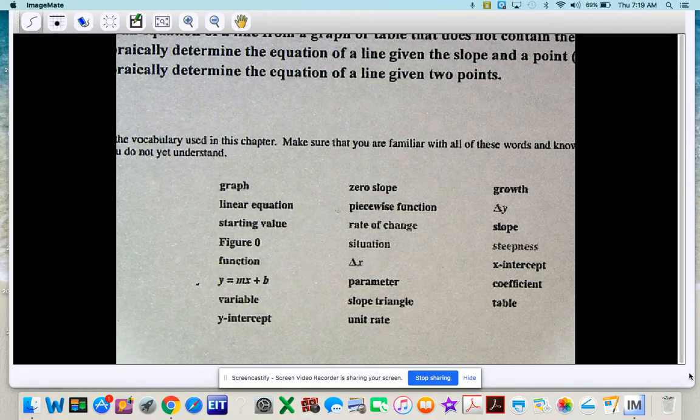Change in x or delta x, we've used that to help us figure out the slope. We'll get to a parameter. We've made some slope triangles already. Unit rate is another way of looking at what the slope is. The growth is another way in a situation to be determining what the slope is. Delta y or change in y, we've used that in our slope triangles to help us determine the slope. Steepness of a graph, ultimately another name for slope. X-intercept, coefficient, we've been using that as the number multiplied by a variable, and we've been looking at some tables.